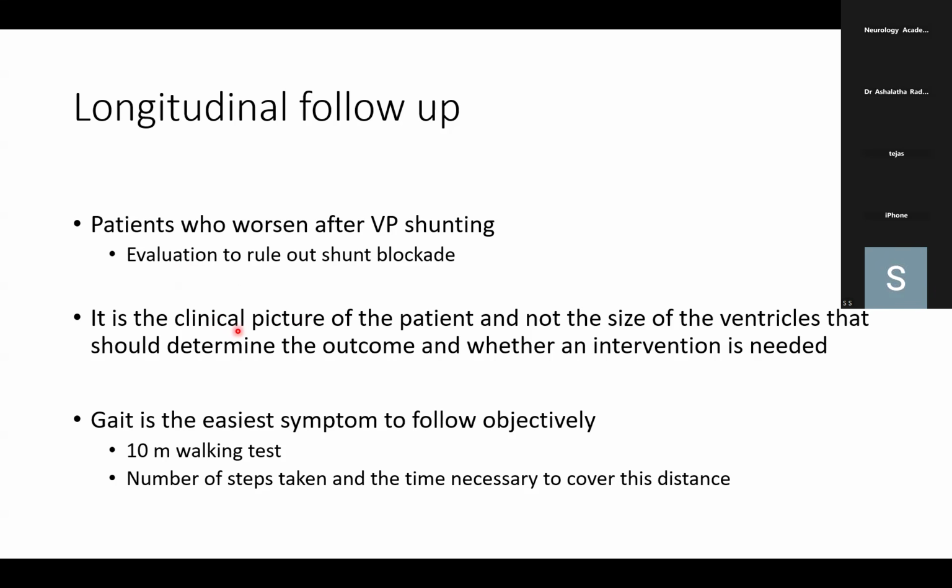The gait is the easiest symptom to follow objectively. As mentioned earlier, the 10-meter walking test can be done, and the number of steps taken and the time necessary to cover this distance can be recorded and followed up on assessment.